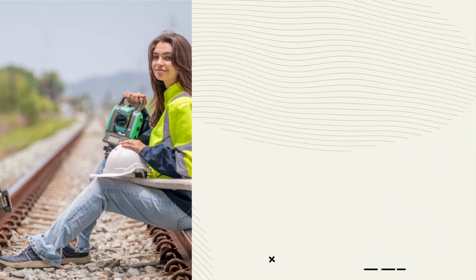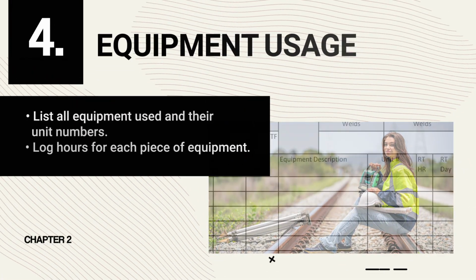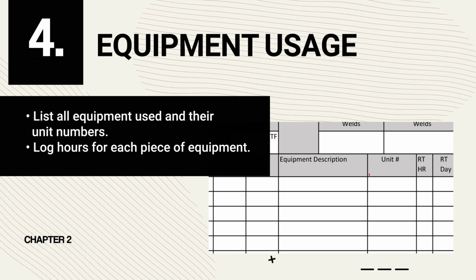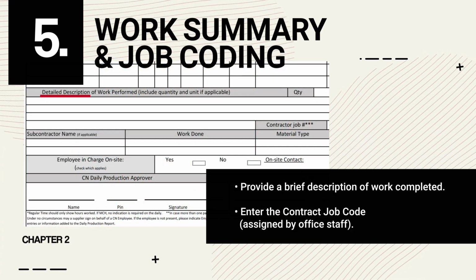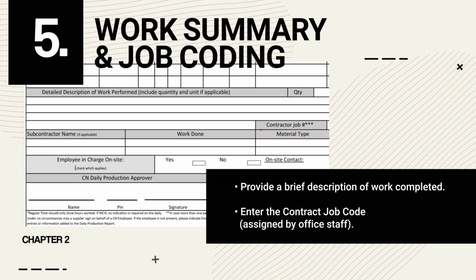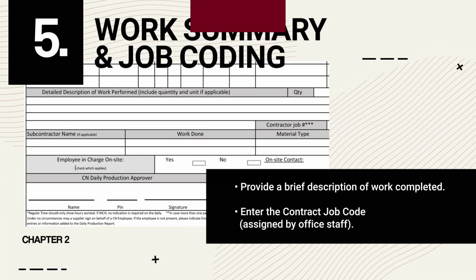4. Equipment usage. List all equipment used and their unit numbers. Log hours for each piece of equipment. 5. Work summary and job coding. Provide a brief description of work completed. Enter the contract job code, assigned by office staff.